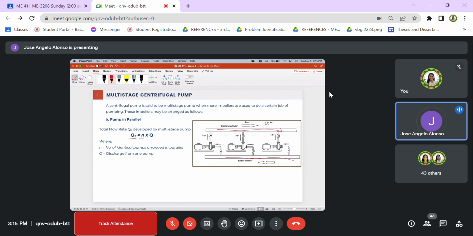So kapag iba yung kanilang flow rate, then again, Q total is equivalent to Q1 plus Q2, kung ano yung volume flow rate ng pump 1 plus volume flow rate ng pump 2, plus flow rate ng pump 3, and so on and so forth. While for the head, fortunately, kapag nakaparallel ka, yung total head ng system or total head ng mga pumps mo will remain constant. So H total equal to H1 equal to H2.